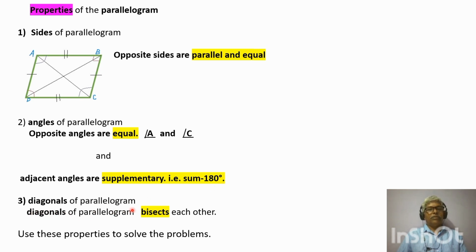What is the condition for diagonals? The diagonals of the parallelogram bisect each other. So they bisect each other. That is this. Angle may be anything, but this and this is equal, and this is equal. That is what we call bisecting. Use this property to solve the problems. So we move ahead.